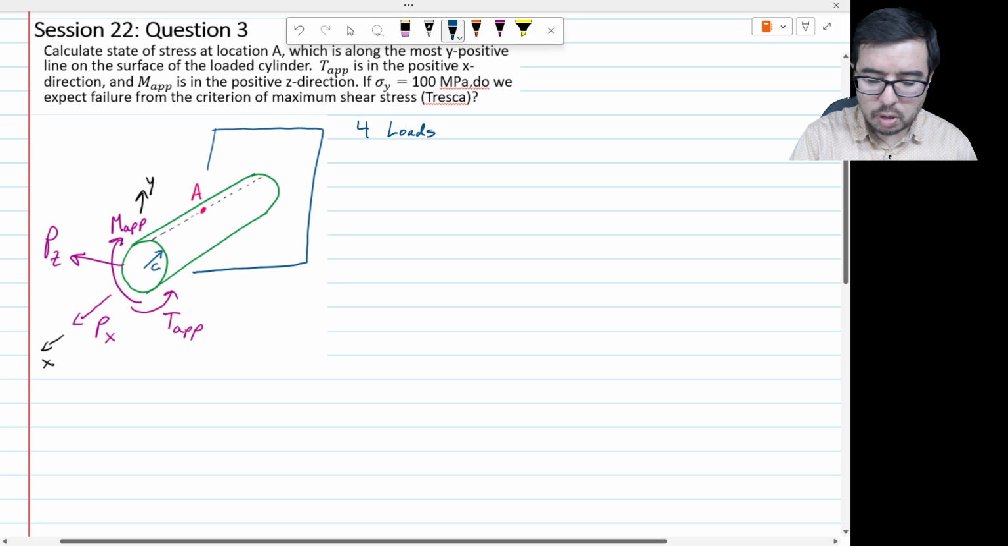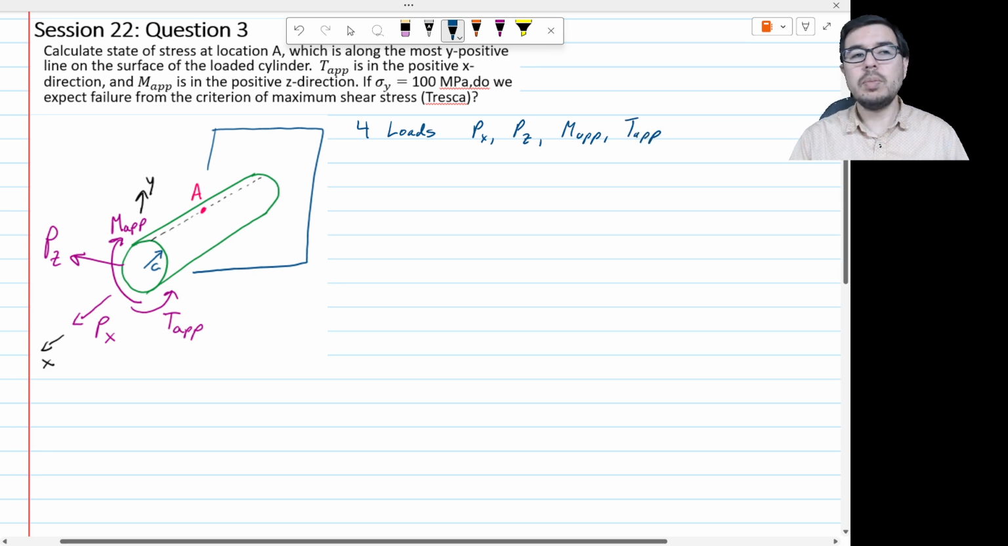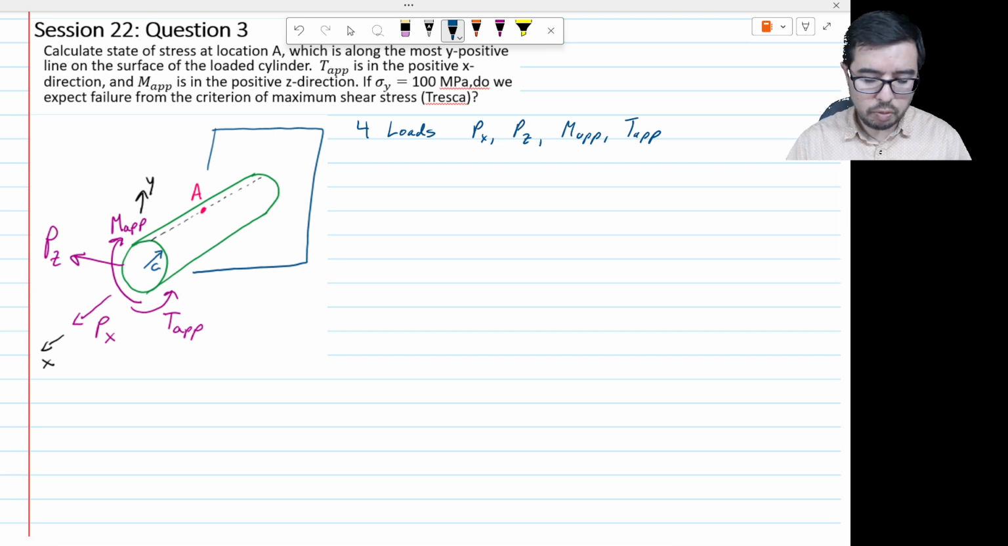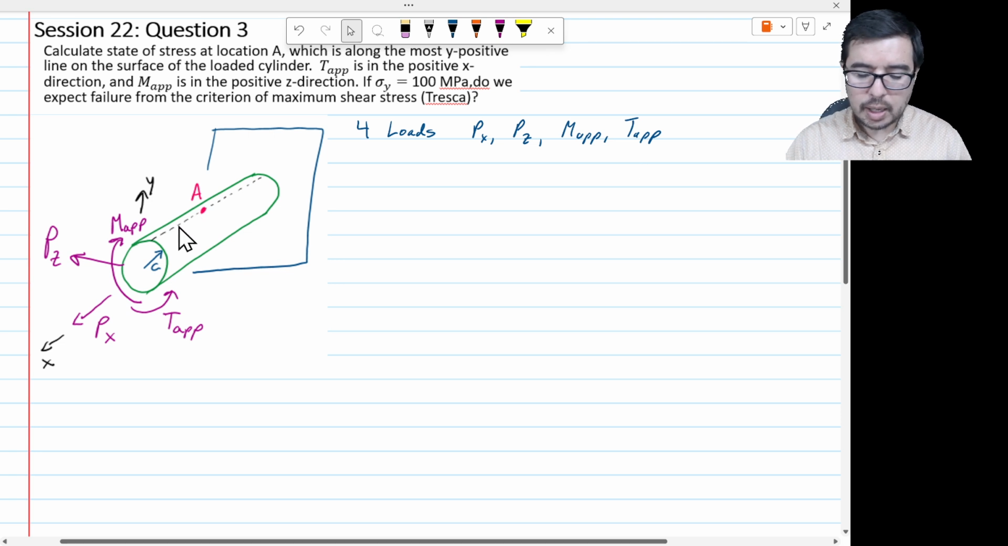Those are the PX, PZ, M-app, and T-app. So a good idea is to draw four circles, or four cross sections, with this point A, and then think about what the contribution from the individual loads might be on the state of stress. So let's go ahead and do that.